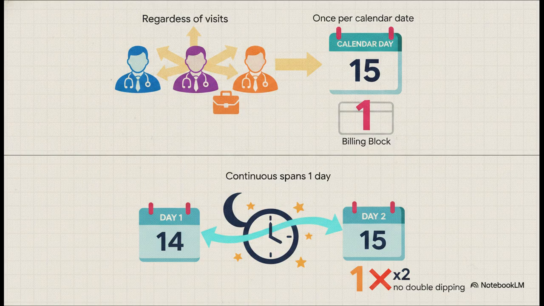And what about those continuous visits that span across midnight? The rule is crystal clear. Continuous visits spanning across 2 calendar days are reported as a single visit on just one of those 2 dates of service. So no double dipping just because the clock struck midnight.